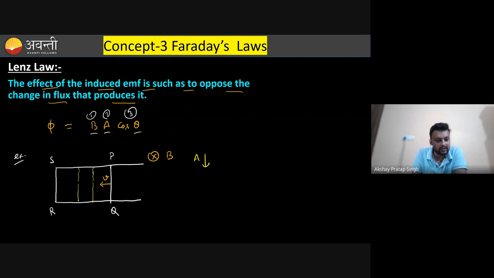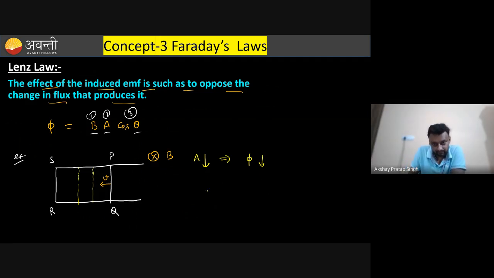After some time it will be here. So you can see that area is decreasing continuously. If area is decreasing, what can you conclude? That flux is also decreasing. Clear? Very good. Now, what is the statement of Lenz law? That it will try to oppose the change. That means it will try to increase the flux. How will it increase the flux? It will increase the flux by creating such a current, or the current will be induced in such a direction that it can support the flux.